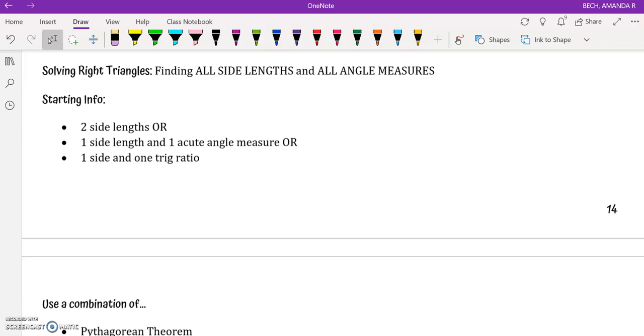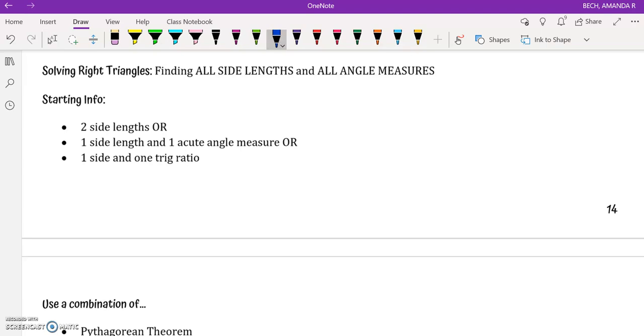All right, the last set of examples for this chapter on right triangles is really just a summary of all of our trig skills and Pythagorean theorem, so kind of putting them all together potentially in one problem. What the directions are going to tell us to do for these problems is to solve a right triangle.